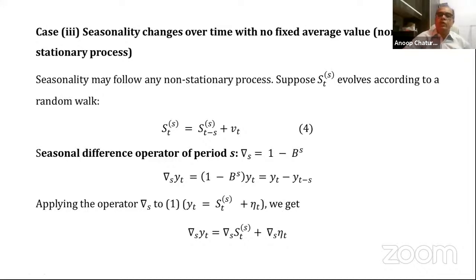Third case is when seasonality changes over time with no fixed average value. So it's a non-stationary process. So suppose S_t^S evolves according to a random walk. So it's a non-stationary process. S_t^S is equal to S_{t-S}^S plus nu_t. Nu_t is a stationary process. Now you define the difference operator of period S. Del_S equal to 1 minus B^S. Del_S Y_t is equal to Y_t minus Y_{t-S}.